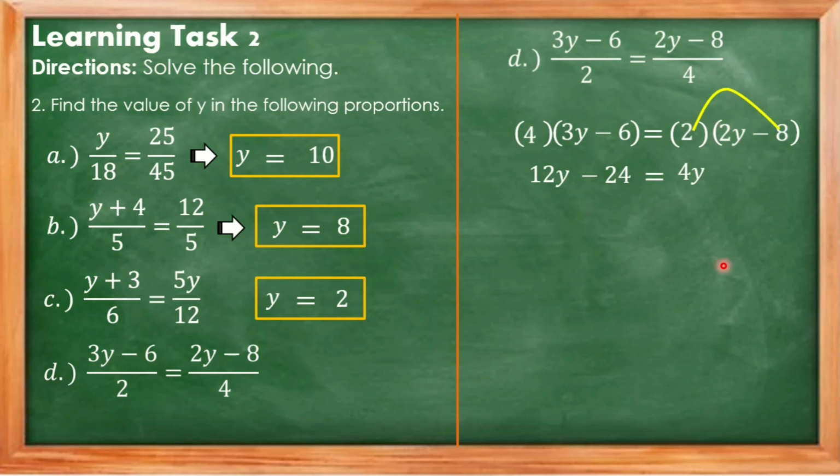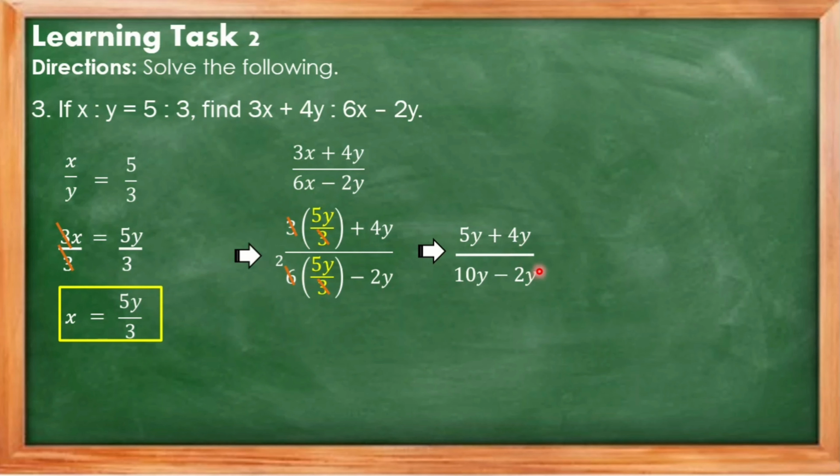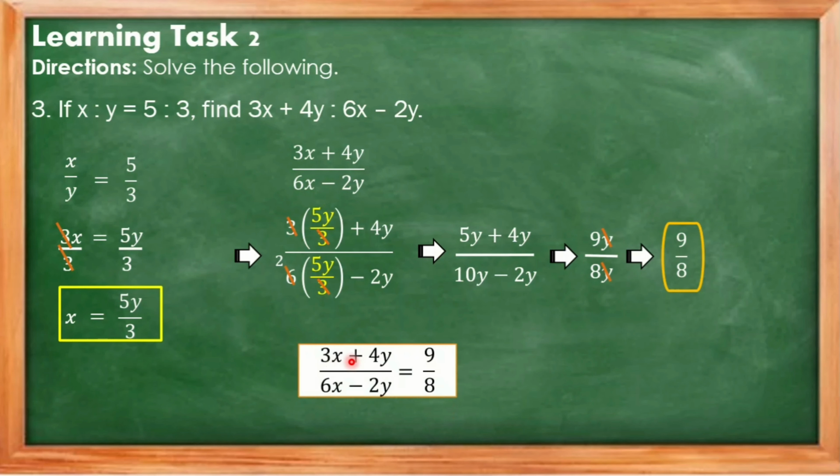Divide lang natin to. 6 divided by 3. Yan is 2. Then, 2 times 5y is equals to 10y. Then, copy minus 2y. Okay, so we have here 5y plus 4y is equals to 9y. Then, 10y minus 2y is equals to 8y. And then, cancel yung y. So, we have 9 over 8. Okay, so therefore, 3x plus 4y over 6x minus 2y is equals to 9 over 8.